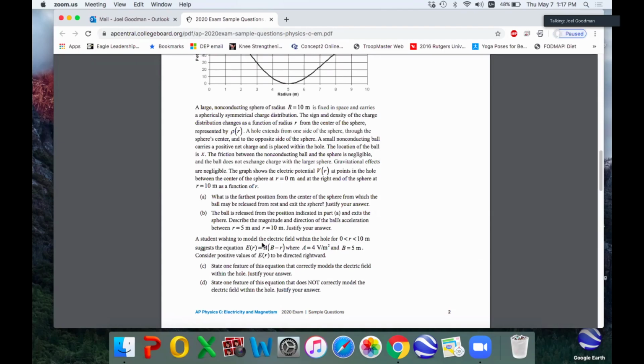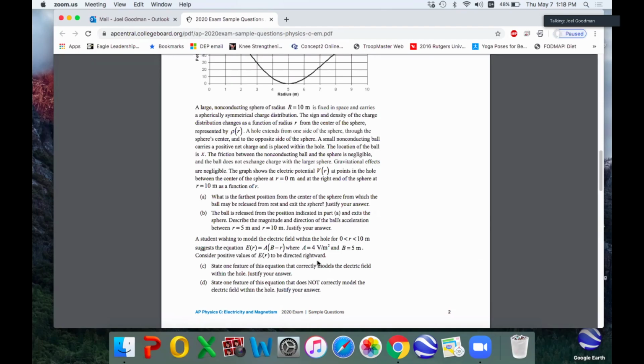A student wishing to model the electric field within the hole suggests this equation. Now they give you some numbers. Consider positive values of E_r to be directed to the right. So the electric field: state one feature where it seems it's correct and one that's not correct.